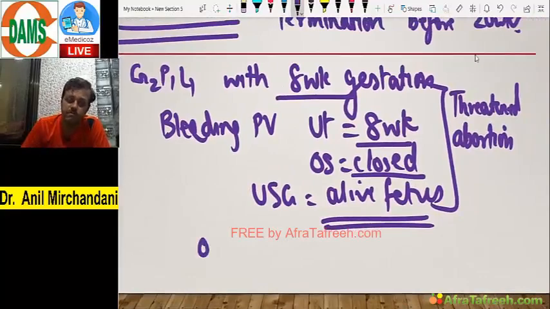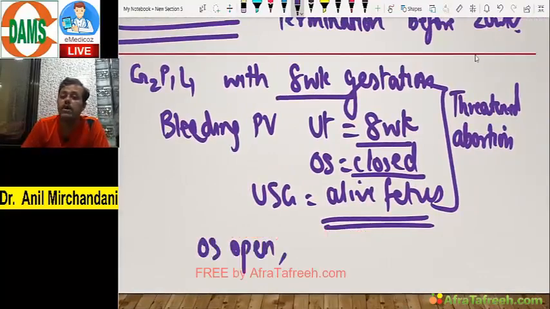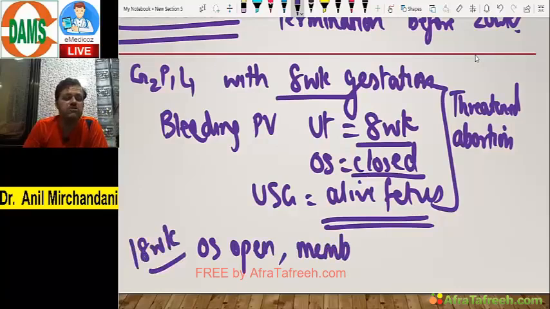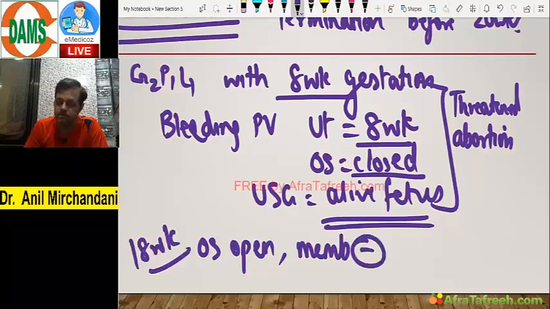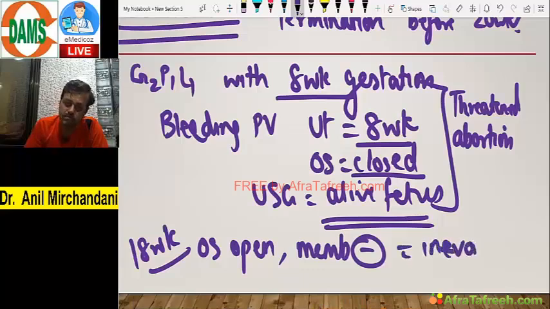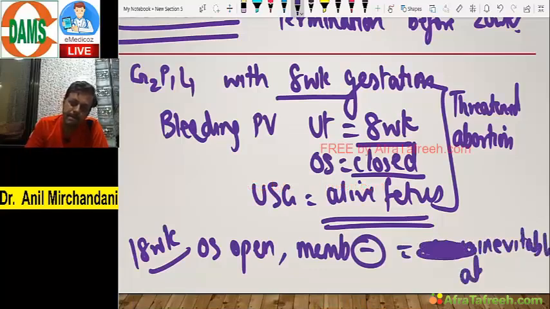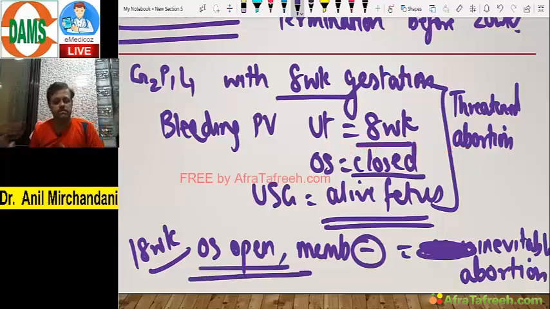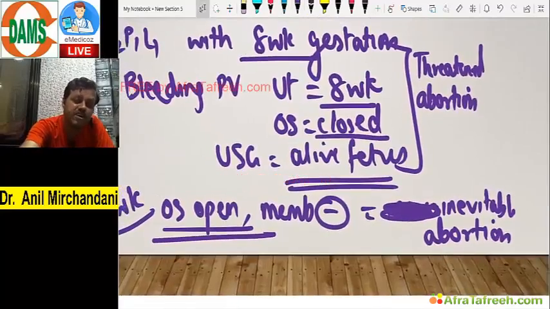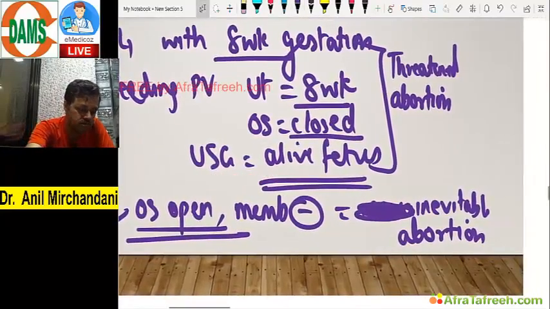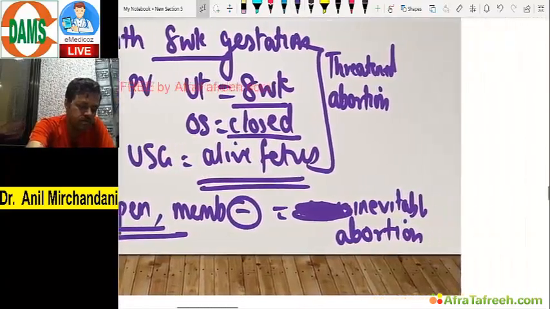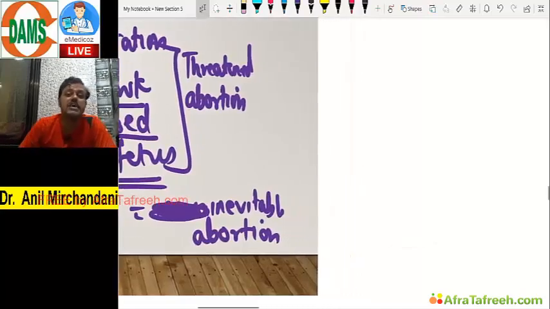If os is open or membranes have ruptured, not obviously in 8 weeks. So if I say 18-week, os open, membranes absent, then it is inevitable abortion. 18-week os open or 8-week os open. If I am writing membranes present, obviously it is in second trimester. If membranes are ruptured, then also inevitable abortion. So threatened abortion, inevitable abortion.